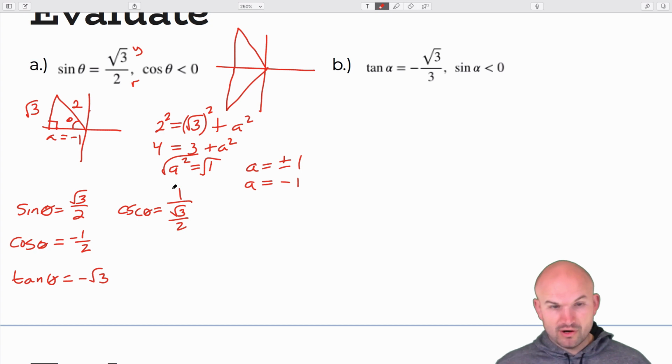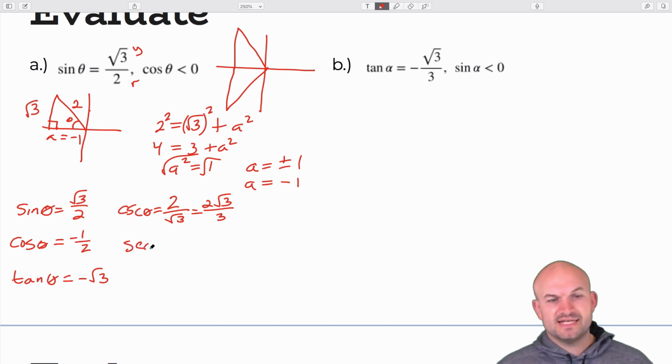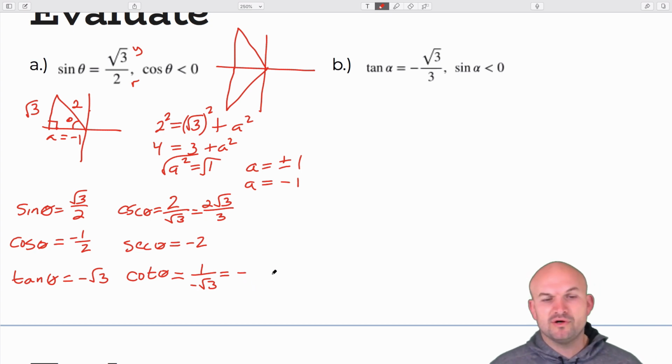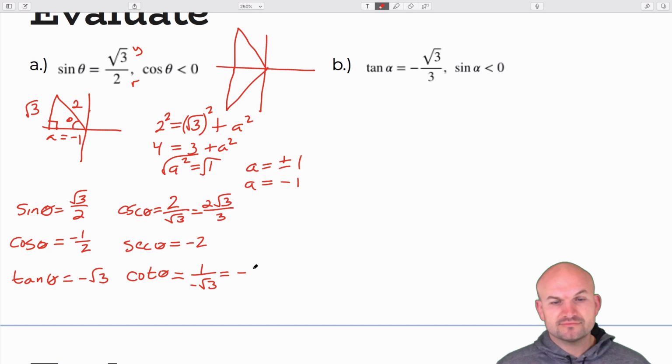You could do it that way, or as we talked about, it's just the flipped version, right? It's just 2 over the square root of 3. Now I could rationalize the denominator, and I get 2 radical 3 over 3. The secant is just the reciprocal of negative 1/2, which gives me a negative 2. And the cotangent of theta is going to be the reciprocal of negative square root of 3. So that's going to be 1 over negative square root of 3. Again, you could rationalize the denominator, put the negative in the top or the bottom. Just don't put it in both, or put it in front. In this case, you get square root of 3 over 3.